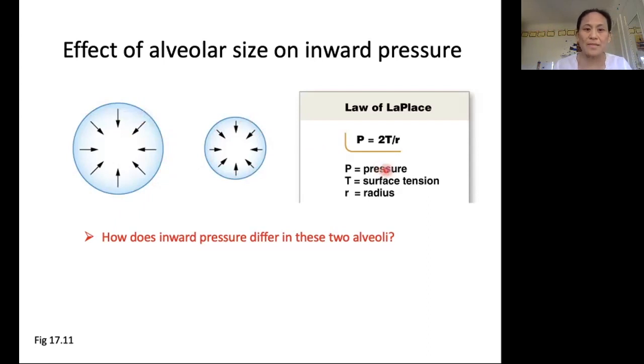What I'd like you to do is take a look at these two different alveoli. We're going to assume that the surface tension is the same for the two alveoli, but looking at this law, how does that affect the pressure? What does the pressure look like in these two alveoli? How does it compare? If you need to, go ahead and hit pause now.